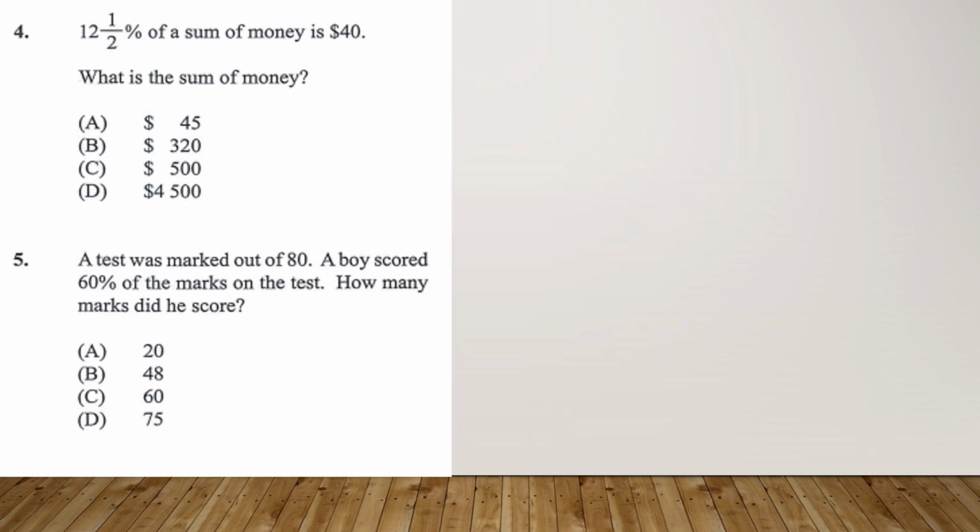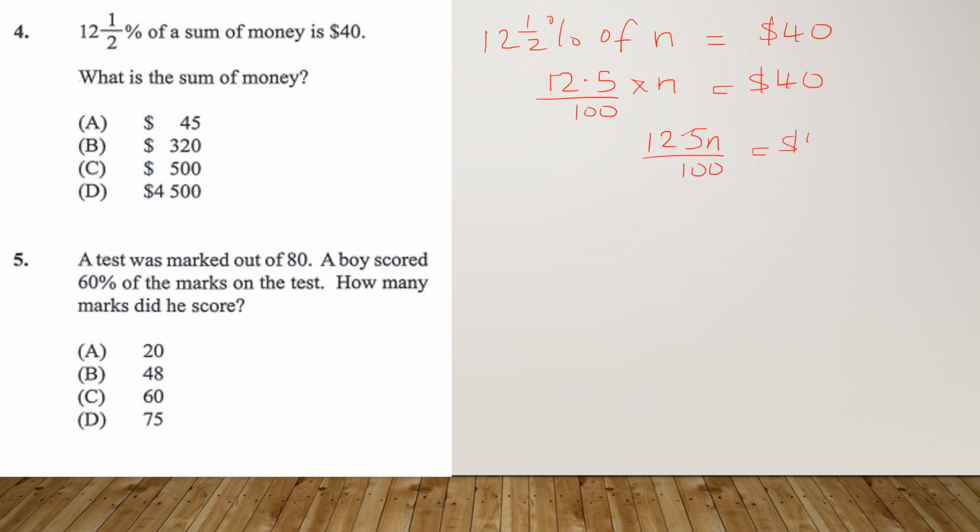Number 4, 12.5% of a sum of money is $40. So 12.5% of some amount of money, let's say it's N, is equal to $40. So that's 12.5 over 100 times N is $40.